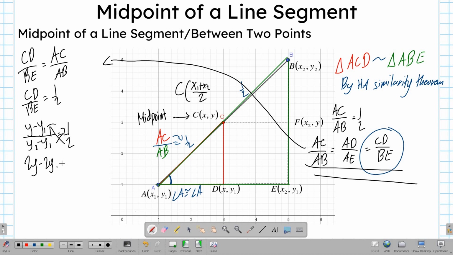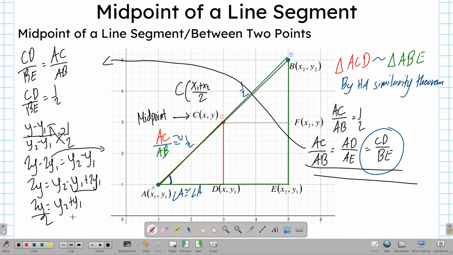2y minus 2y sub 1 is equal to y sub 2 minus y sub 1. Na parehas ng proseso kanina. We transpose, so therefore we'll have 2y is equal to y sub 2 minus y sub 1 plus 2y sub 1. Combine like terms, we're going to have 2y is equal to y sub 2 plus y sub 1. Divide both sides by 2 at pwede mo itong isulat in any order because of commutative property of addition. Therefore, y is equal to y sub 1 plus y sub 2 over 2.